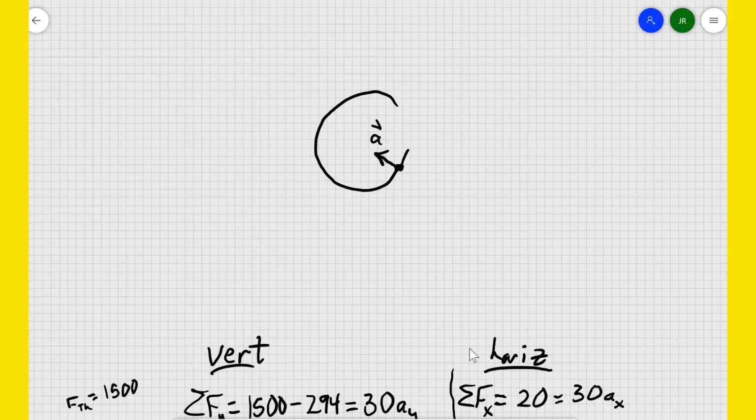The tangential velocity is always pointing tangent to the circle. It's the direction that the object would go if all of a sudden the centripetal force was no longer there. Like if the rope snaps or something, then the object is going to now go in a straight line.